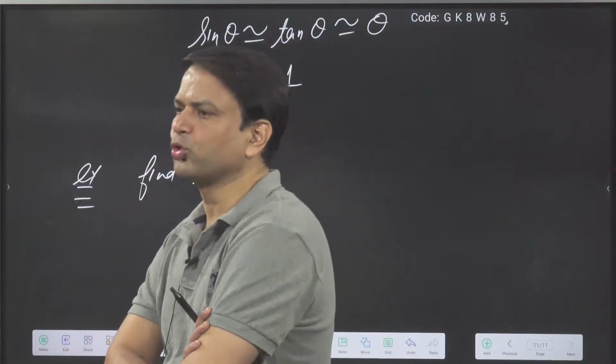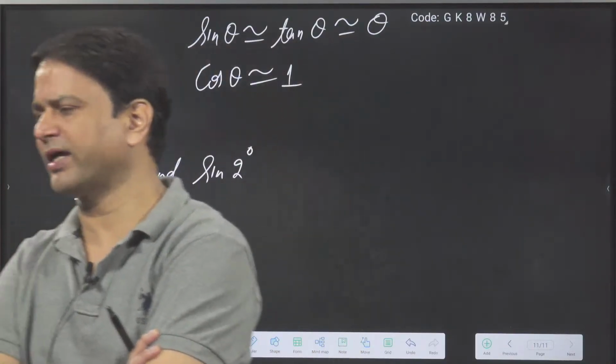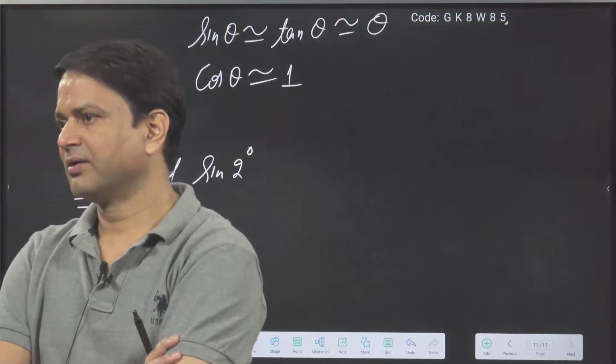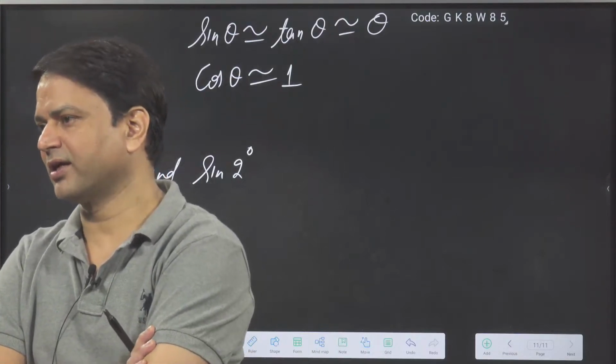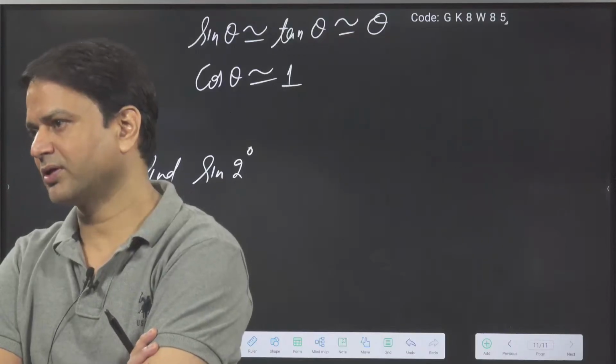A small angle. So 2 degrees is a small angle. So sine 2 degree, what can I say? Sine theta, theta is 2. What is the value of sine theta I can write?